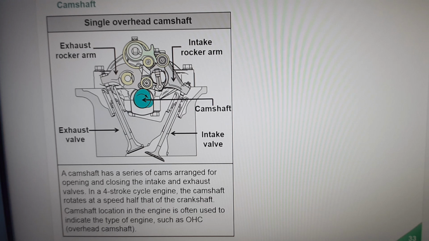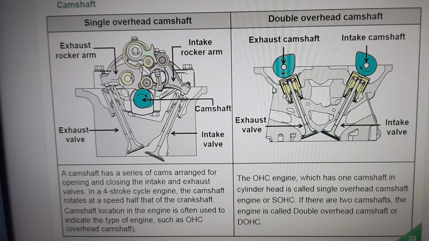If, for example, the camshaft is mounted at the top of the engine, the camshaft is called the overhead camshaft, or OHC. The OHC engine with one camshaft in cylinder head is called single overhead camshaft engine, or SOHC, as shown on the left. If there are two camshafts, the engine is called double overhead camshaft, or DOHC, as shown on the right.